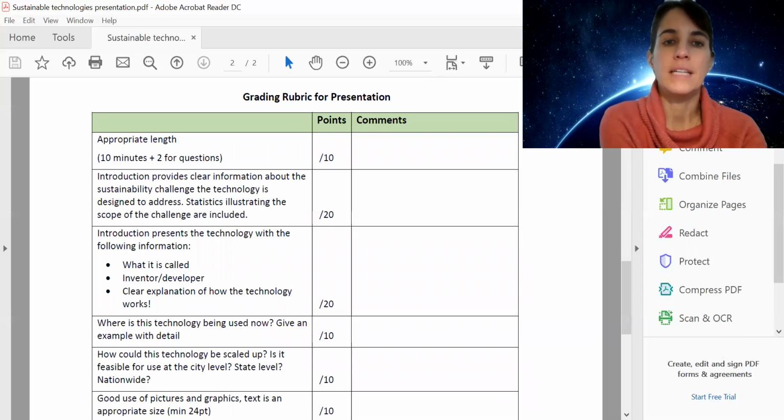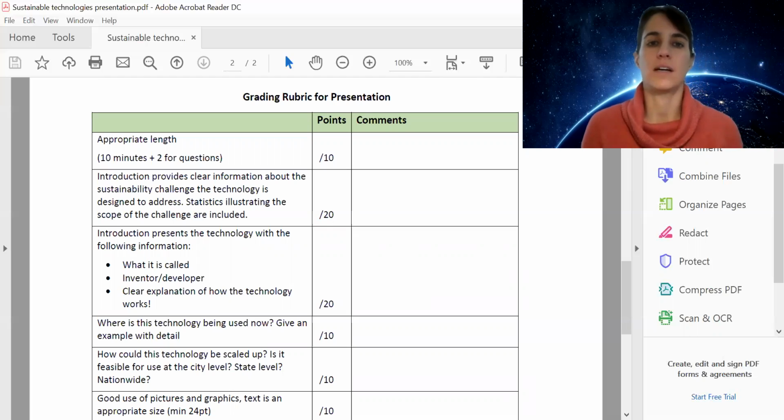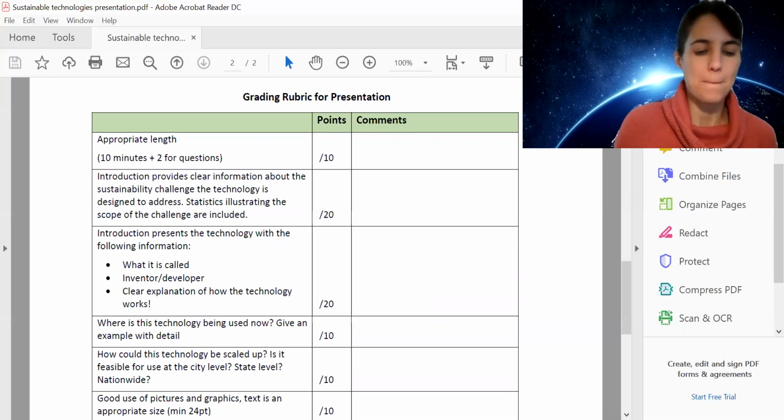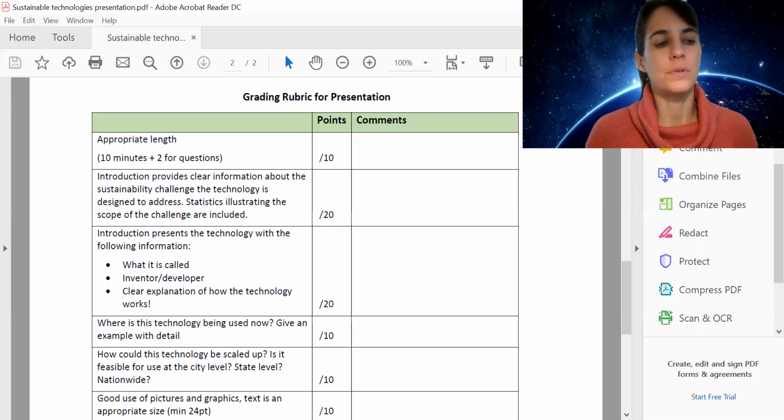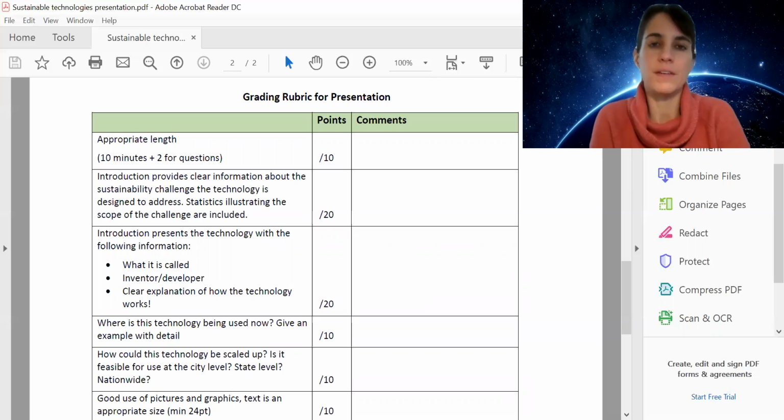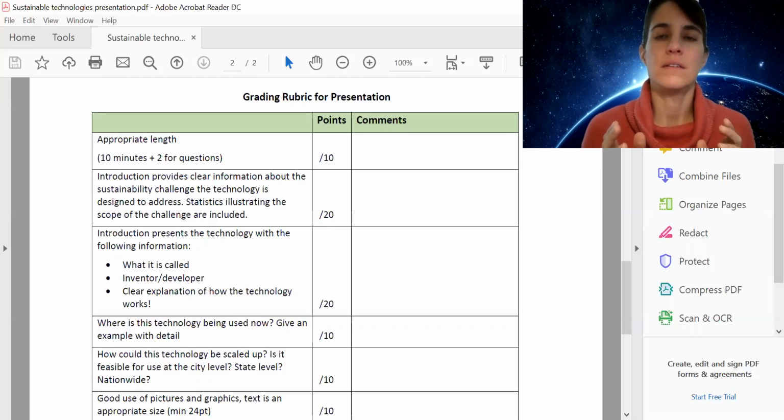Your introduction should provide clear information about the sustainability challenge the technology is designed to address. Include statistics. For example, this new bacteria can digest plastics in ocean water. Currently plastics in ocean water are a major problem, and the Pacific garbage patch is bigger than the state of Texas, covering X number of square kilometers, right? So you want to show why the challenge that the technology is addressing is a big problem that needs to be solved, right?